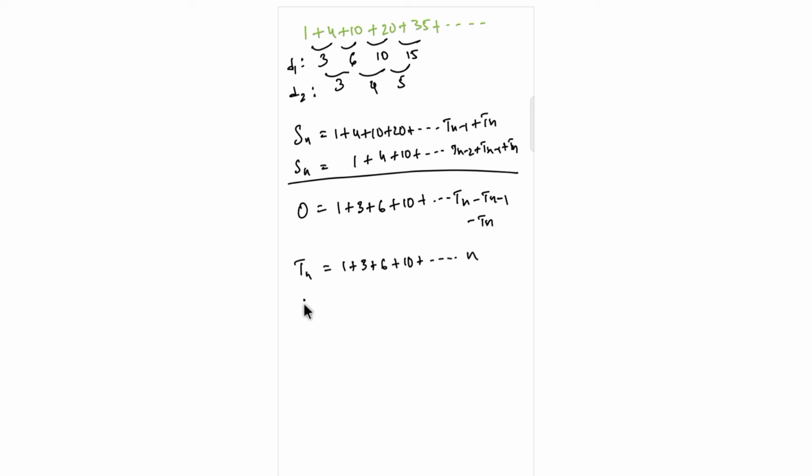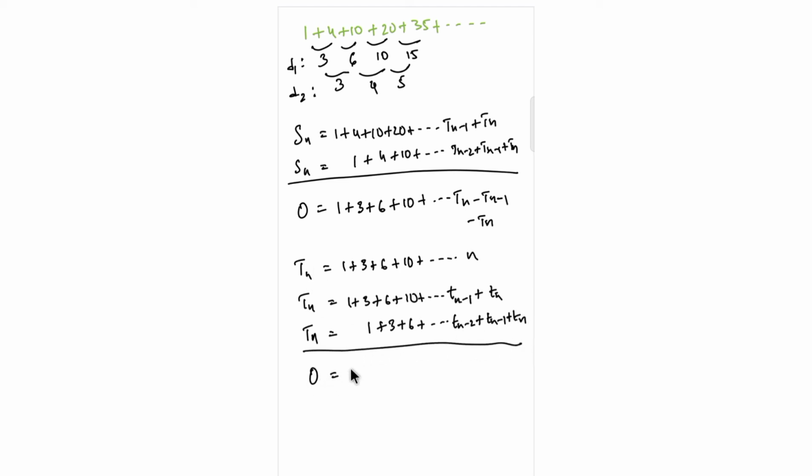And now this Tn I will be writing as small t, the nth term of this: 1 plus 3 plus 6 plus 10 plus so on, tn minus 1 plus tn. Now again I'll shift these terms by one term towards the right. I get 1 plus 3 plus 6 plus so on, tn minus 2 plus tn minus 1 plus tn. Now you can just subtract them again. You get 0 equals 1 plus 2 plus 3 plus 4 plus so on, tn minus tn minus 1 minus tn. So you can just shift this tn here. You get tn is equal to 1 plus 2 plus 3 plus 4 plus so on till n.